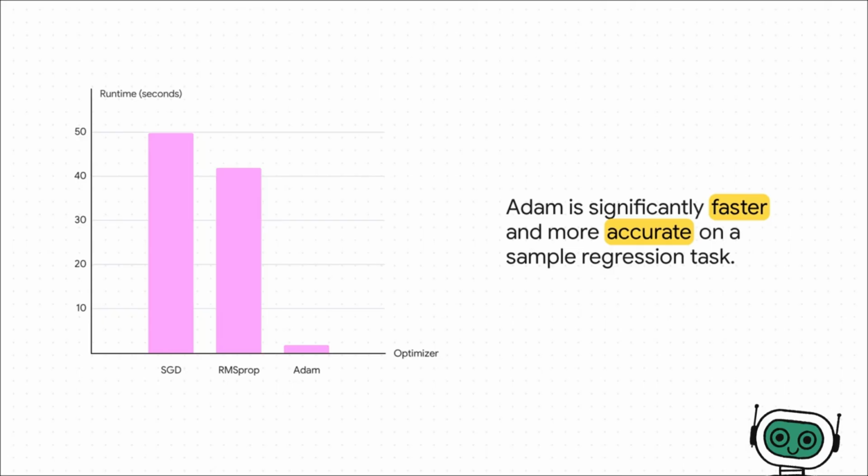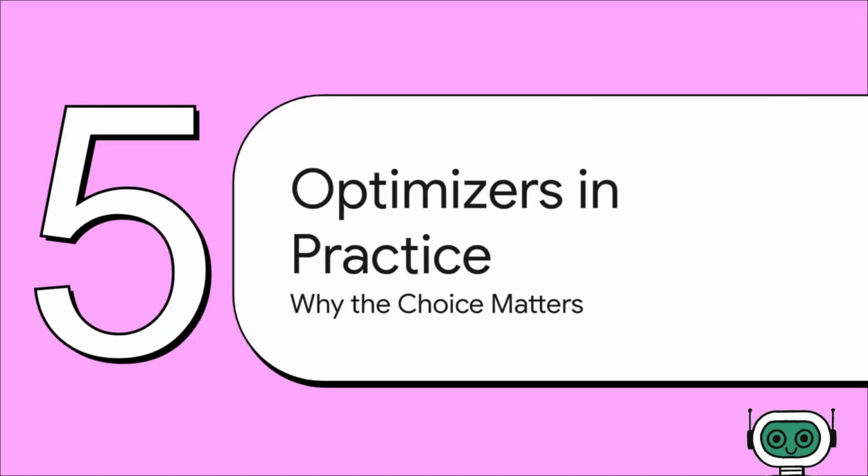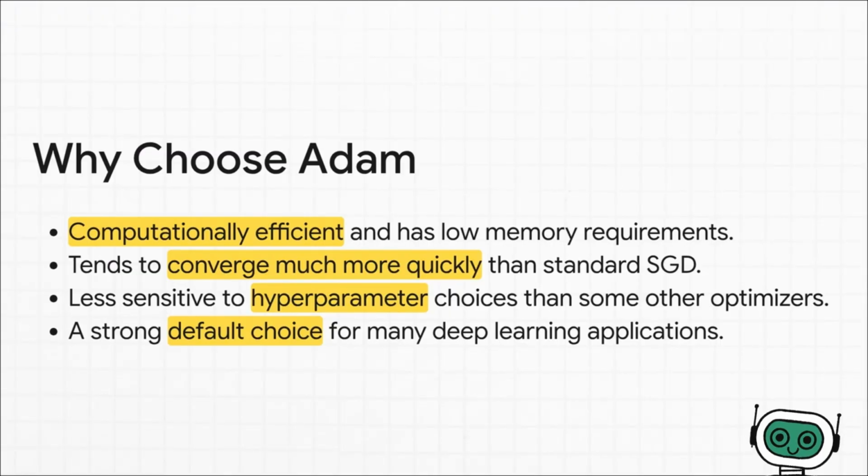And the results, well, they usually speak for themselves. In this simple comparison, you can see that Adam doesn't just get to a lower final error. It gets there way, way faster than the others. The difference is pretty dramatic. Okay, so why does this matter in the real world? Because the optimizer you choose has a huge impact on how long it takes to train your model and ultimately how good it will be. For all these reasons, Adam has become the standard, default choice for deep learning.